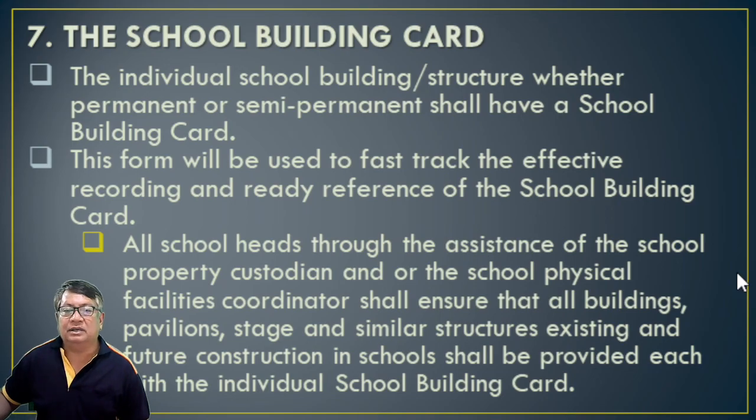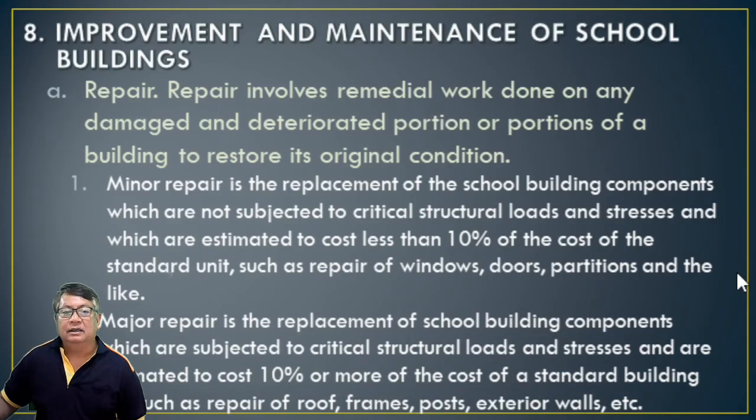The individual school building structures, whether permanent or non-permanent, shall have a school building card. This form will be used to fast-track the effective recording and ready reference of a school building. All school heads, through the assistance of the school property custodian and or the school physical facilities coordinator, shall ensure that all buildings, pavilions, stages, and similar structures, existing and future construction in schools, shall be provided each with an individual school building card.